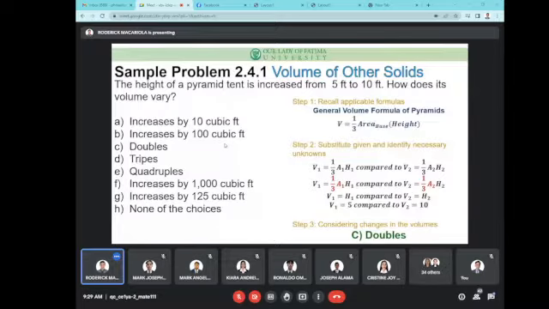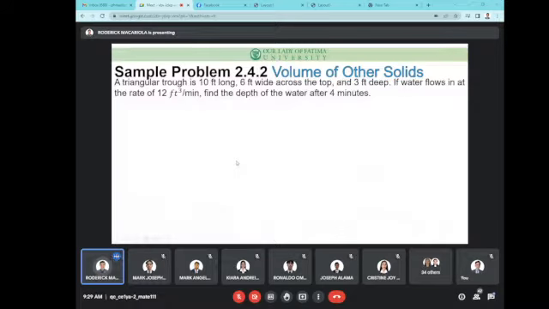Next. Ito. A triangular trough 10 feet long, 6 feet wide across the top, and 3 feet deep. If water flows at a rate of 12 cubic feet per minute, find the depth of water after 4 minutes. So, after daw ng 4 minutes, ano na daw yung lalim ng tubig?